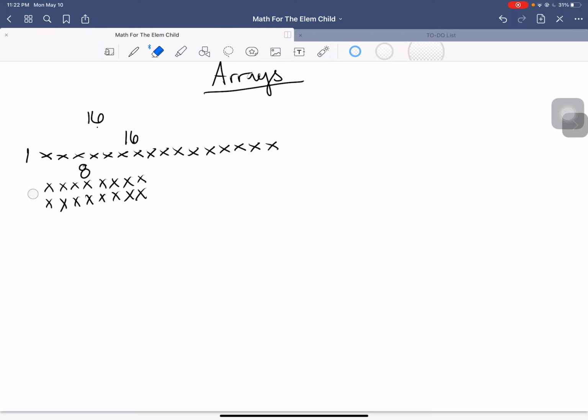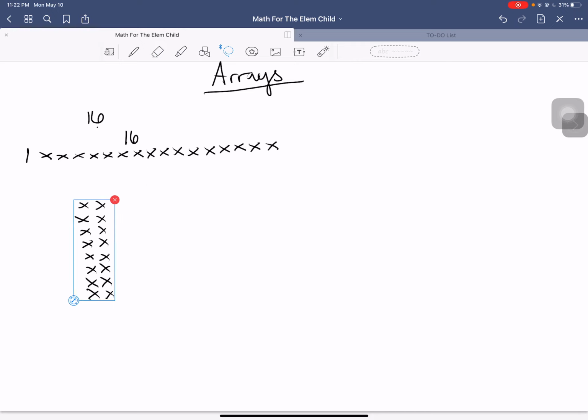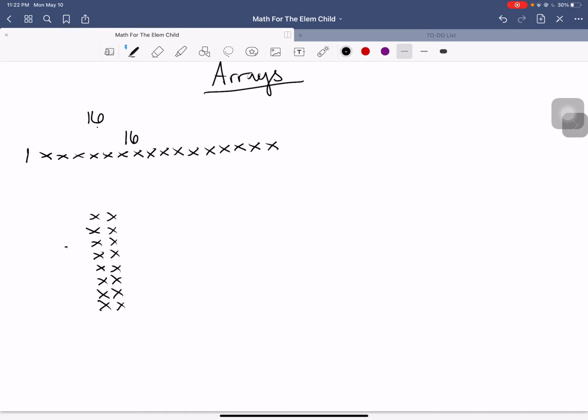If we want to flip it, or if one of your children were to make the array this way, then it would be 8 rows by 2 columns. So then this would be 8 times 2 to get 16.